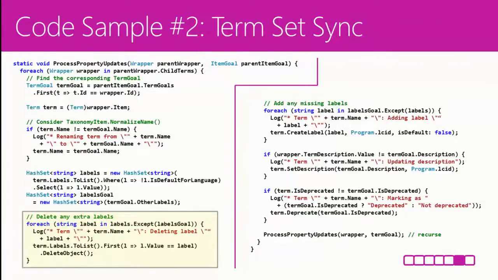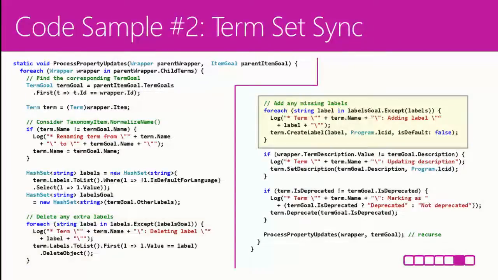So this is saying go through anything that exists in SharePoint but does not exist in the XML, and we need to delete those. And then I do the reverse case, labels goal.accept labels. So something that is not in SharePoint but is in the XML, then we need to create the label.